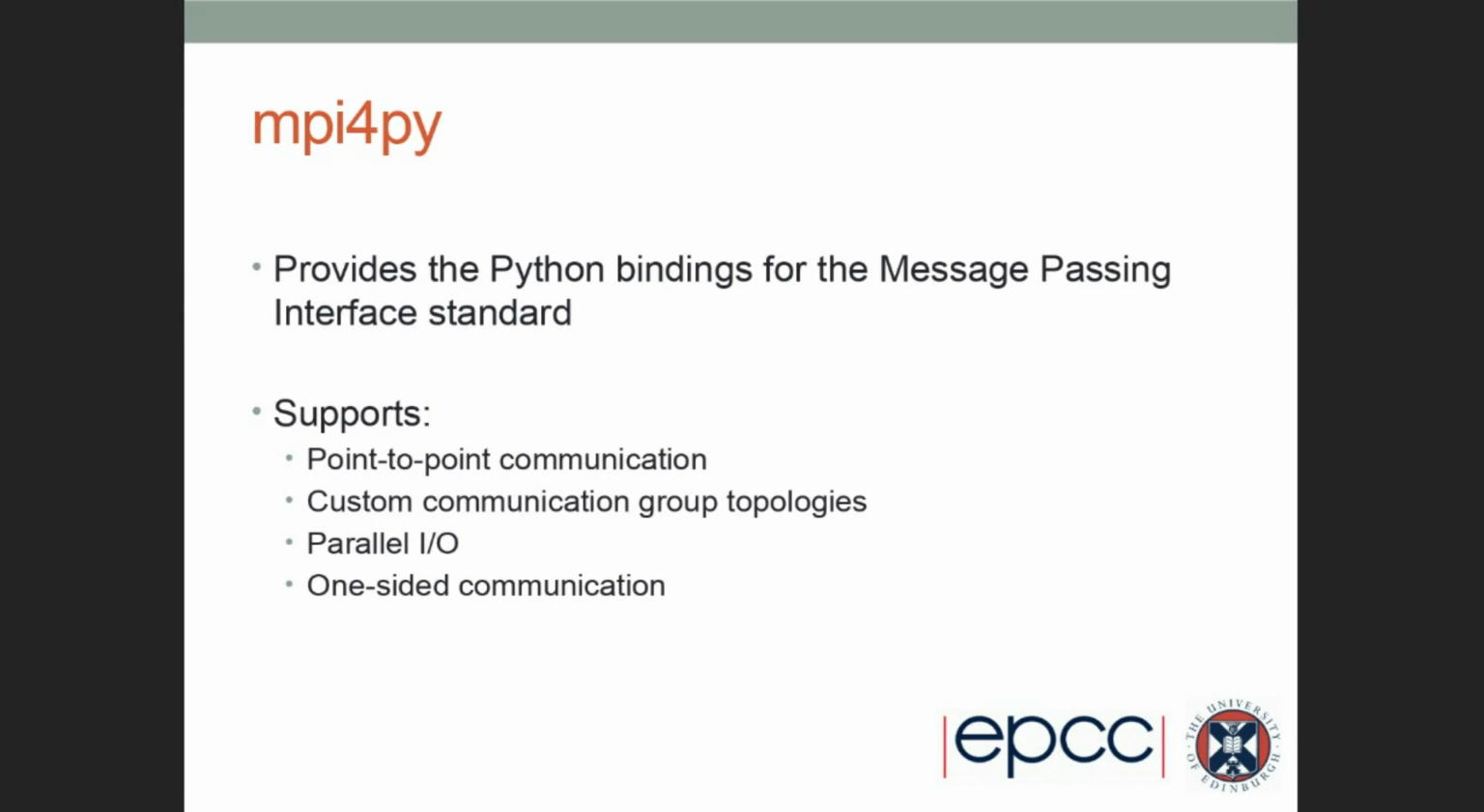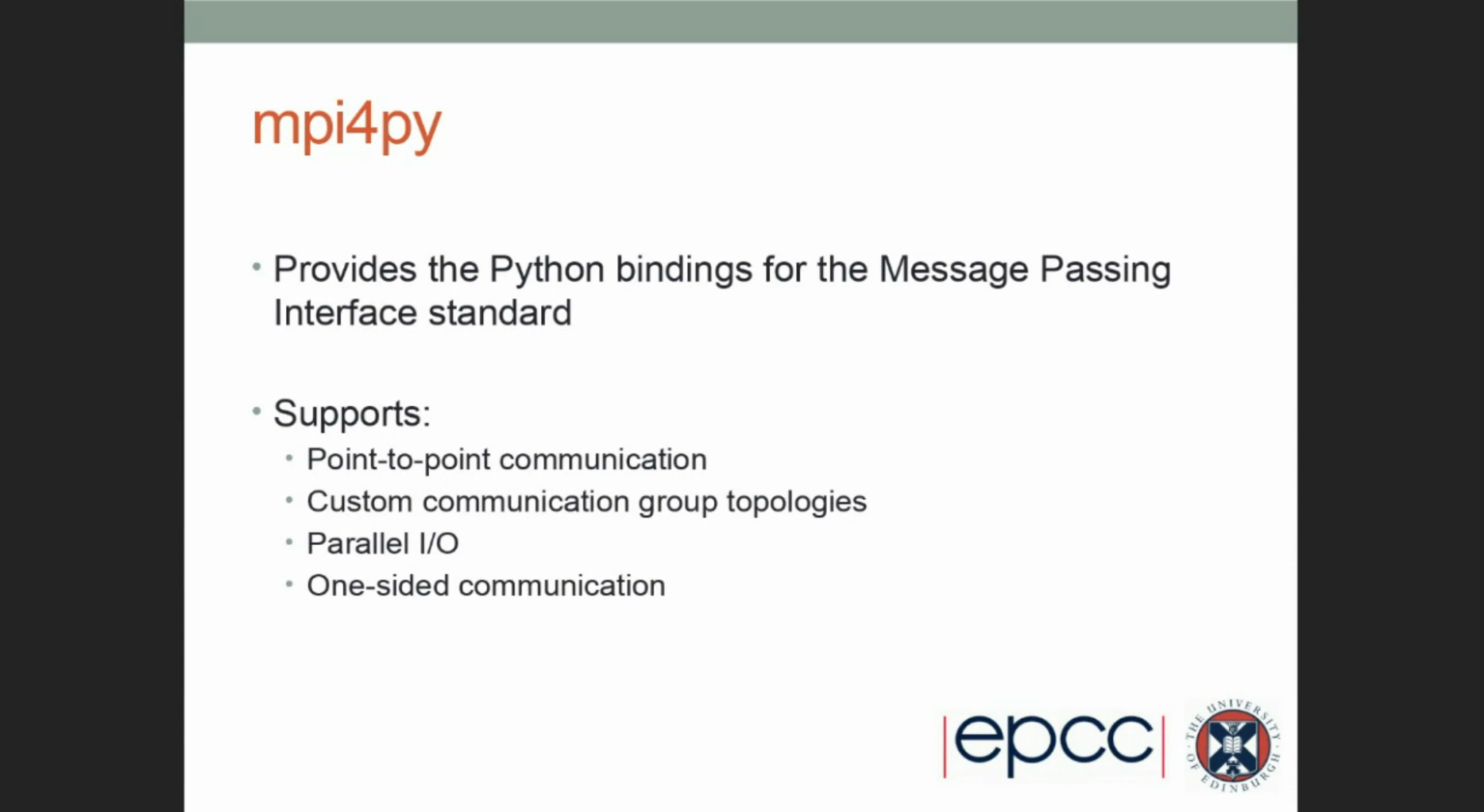So MPI supports point-to-point communication. That's when a single processor needs to communicate with a single other processor. It also supports custom communication group topologies. This essentially lets you create the concept of processors having neighbors and to be able to pass information easily between those neighbors. So this could be a Cartesian grid or a complex graph, but you have the ability to customize that however you will.